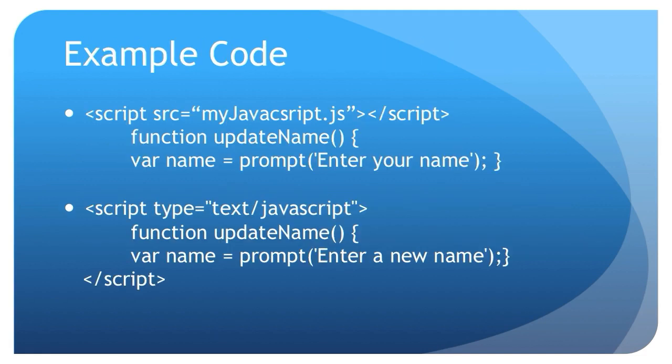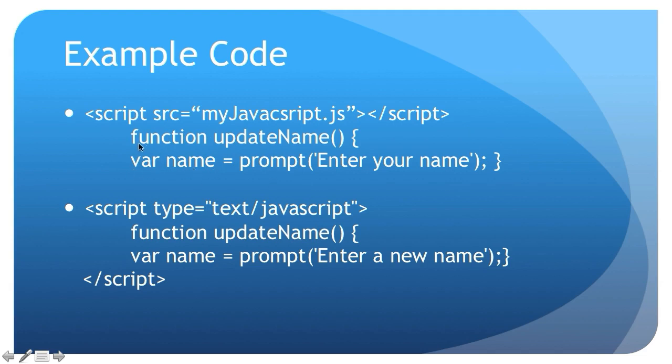Let's have a look at some example code. We said you can add your JavaScript as an external file. The first example is how you link to your external file. You use the script element and specify the src. The src is an attribute that we use to specify a path or file name. So it means we have a file name called myjavascript.js.